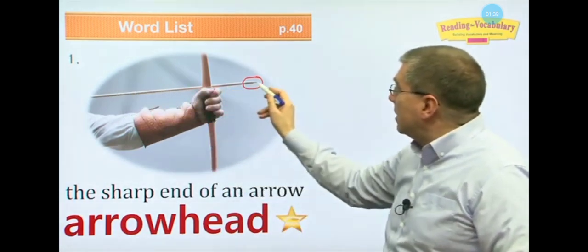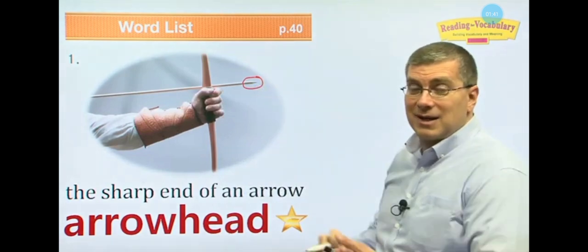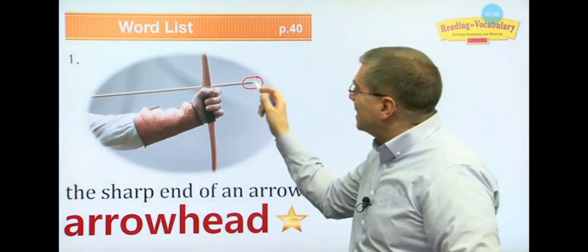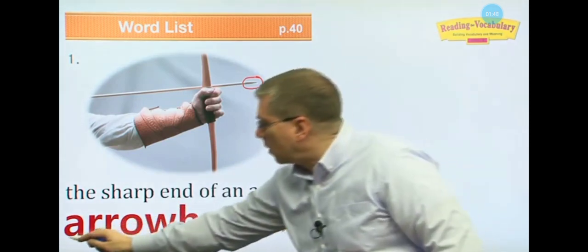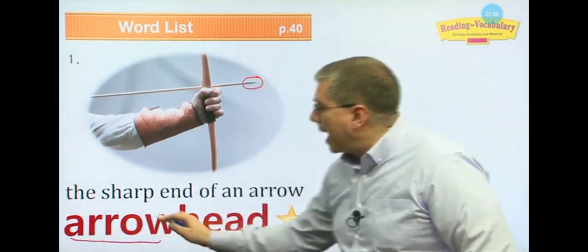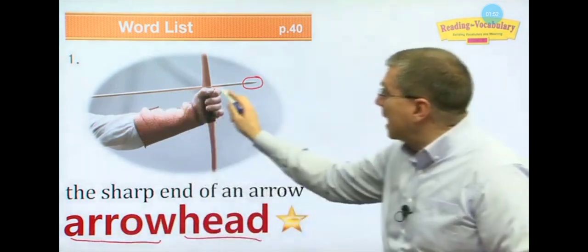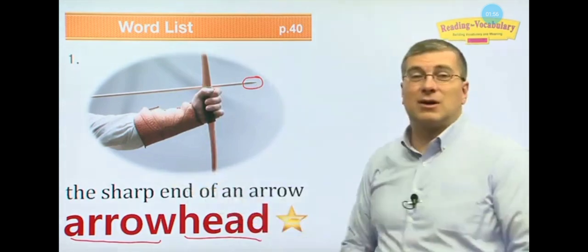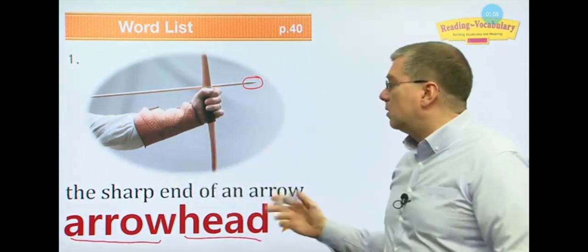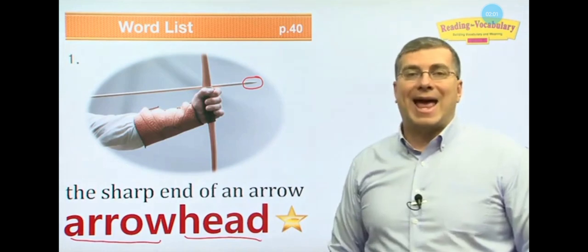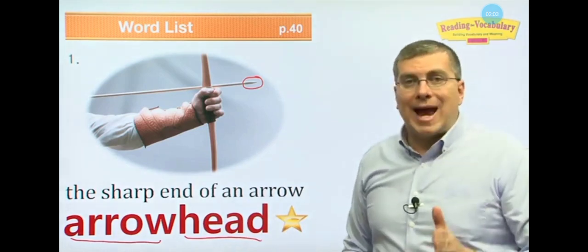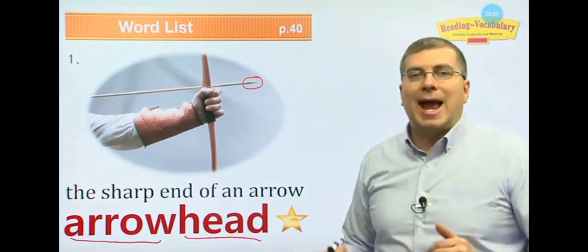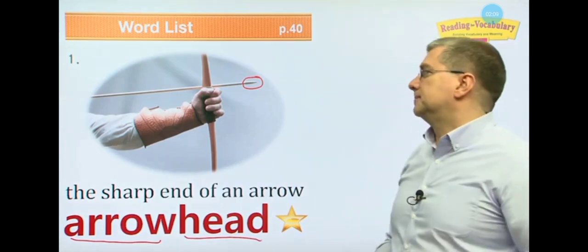This is an arrow. This is an end. This is the end of my body, the one end, right? This is the head. Arrowhead. Now, this is the arrow here. This is the head. So the sharp end of the arrow is called the arrowhead. Arrowhead. Okay, let's move on.